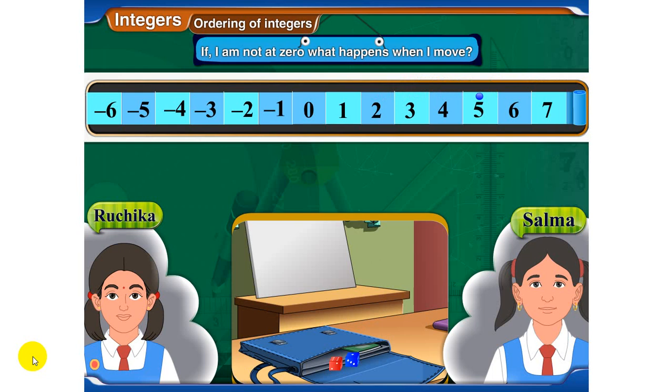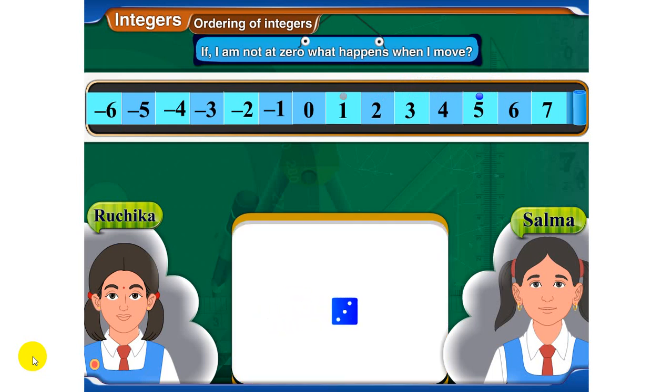If, on the other hand, Salma was at 1 and had drawn a blue die, which gave her the number 3, then it means that she will move to the left by 3 places and stand at -2.